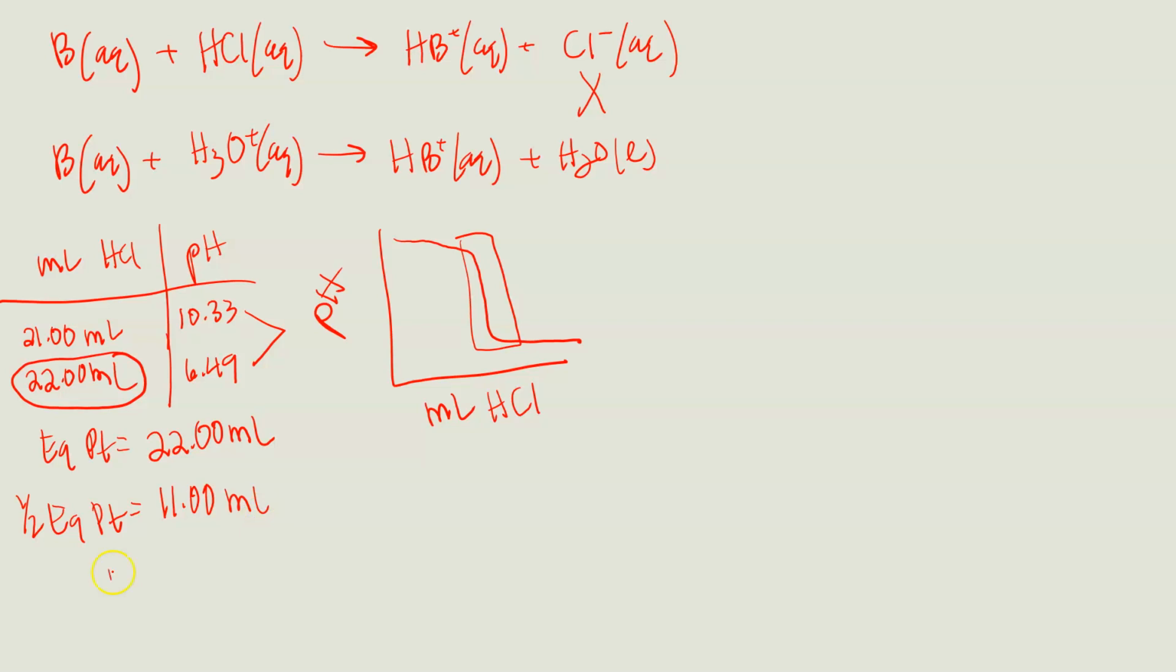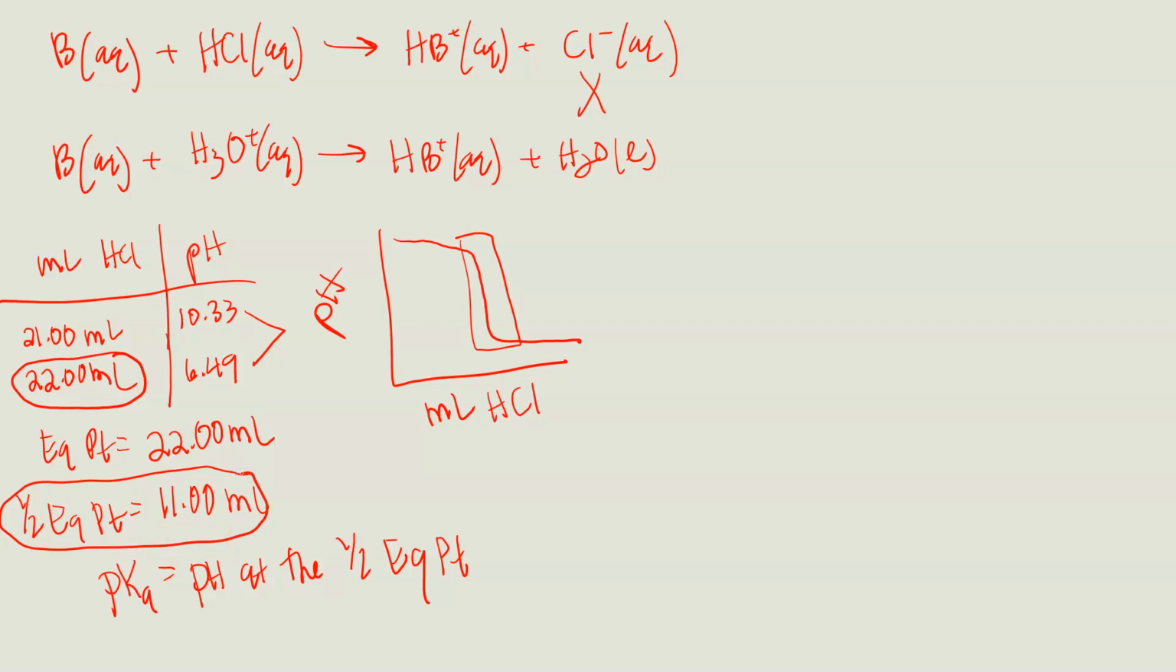And we know that the pH, or actually, let me rewrite this. The pKa is equal to the pH at the half equivalence point. So once you've determined your half equivalence point, like here, you're going to go back in your data and look at 11.00 milliliters and see what the pH is at that spot, and that's going to be equal to the pKa. So number 3, the pKa, that's coming from looking at your data.